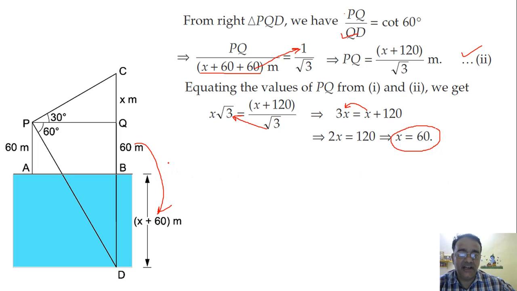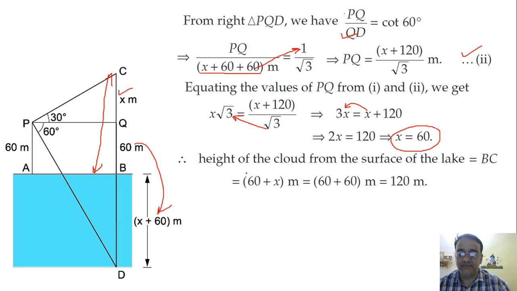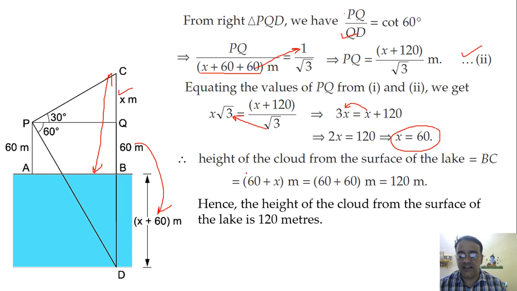So the height of the cloud from the surface of the water, meaning from here to here, x has come out as 60, so how much will it be? 60 plus x, actually x plus 60. So 60 plus 60 will be equal to 120 meter. Hence the height of the cloud from the surface of the lake is 120 meter. Any doubt? This is very important.